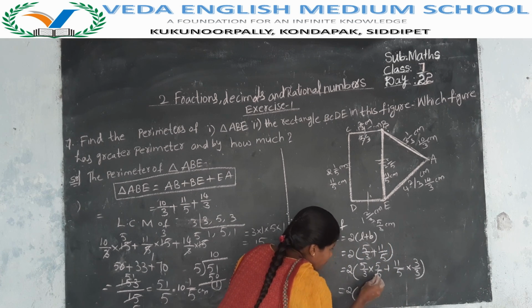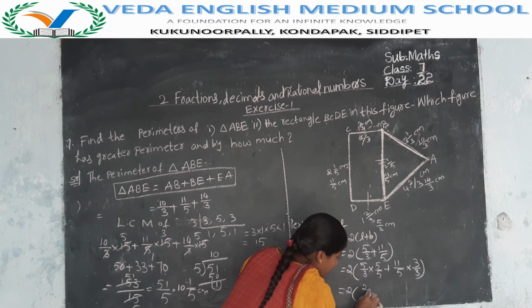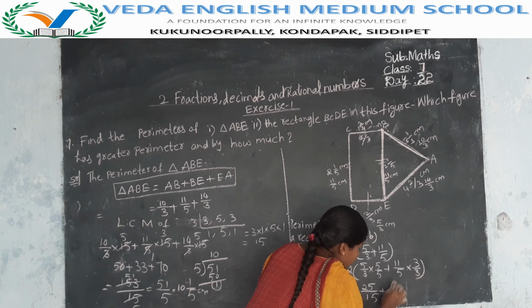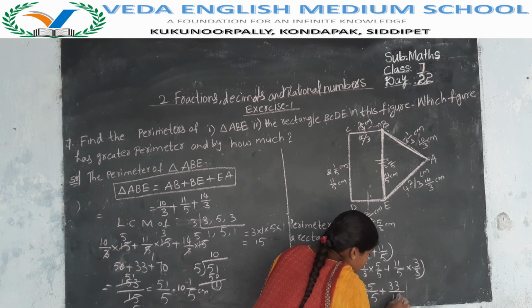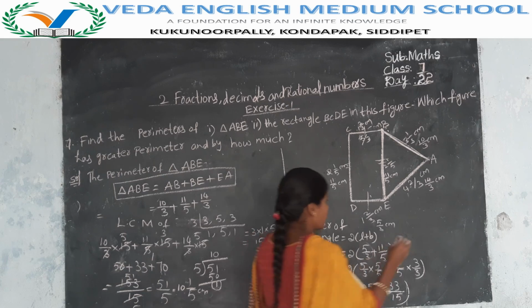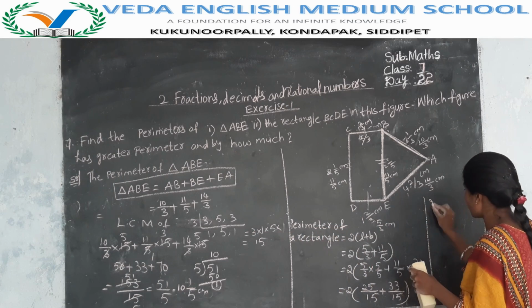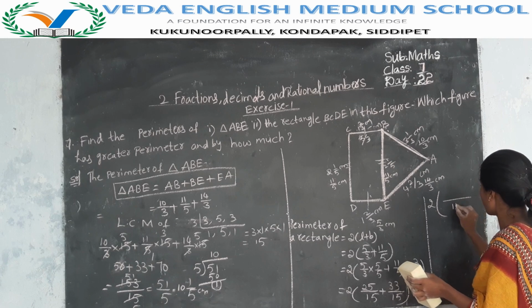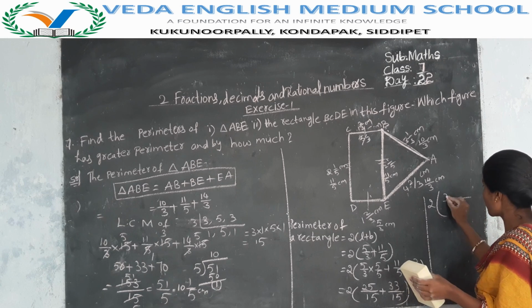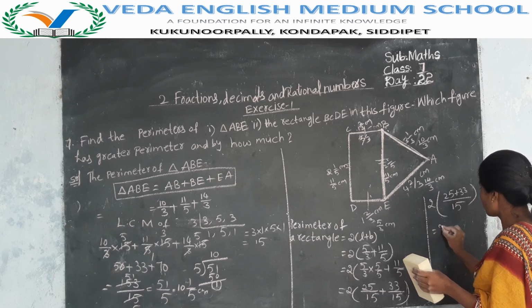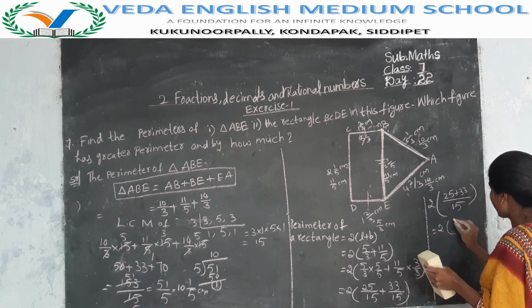2 into (5 5s are 25 by 3 5s are 15, plus 11 3s are 33 by 5 3s are 15). 25 by 15 plus 33 by 15. These two are like fractions. If you have like fractions, then you take only one denominator, that is 15. 25 plus 33 is 58, so 2 into 58 by 15.